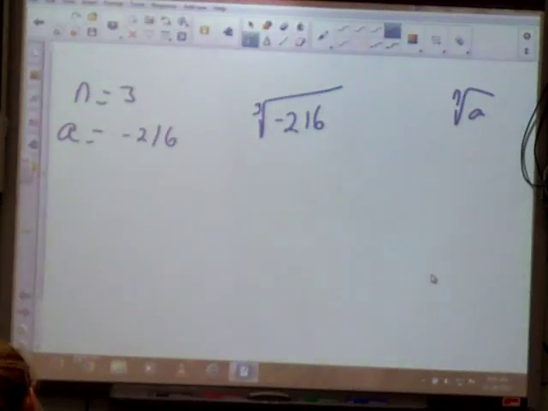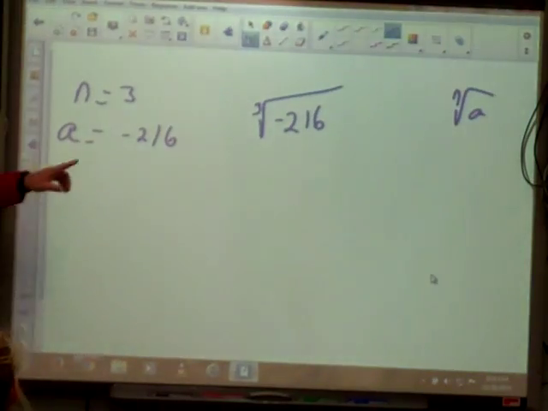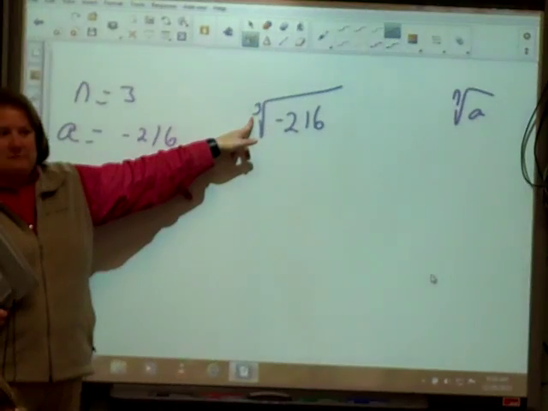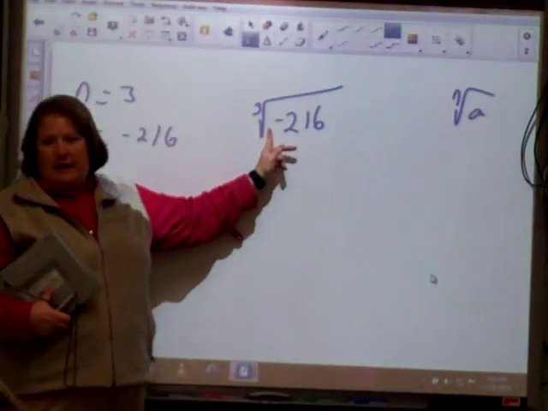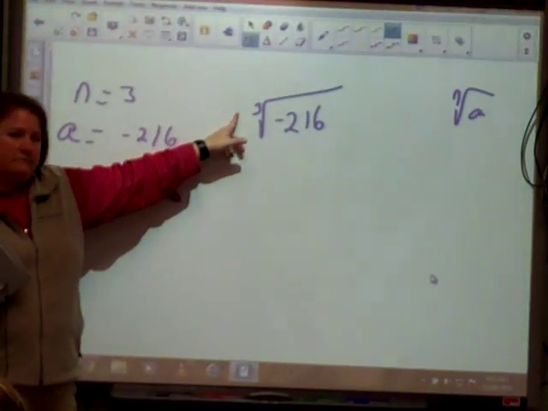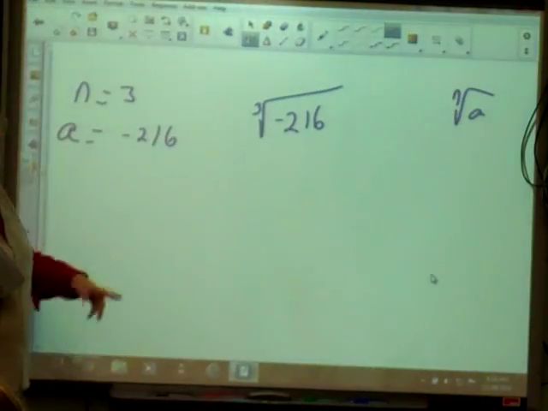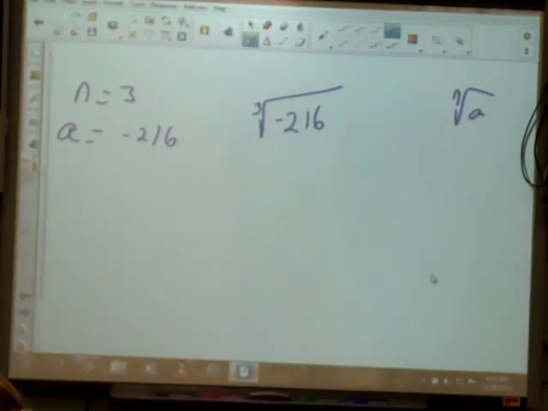So what you're looking for is what times itself 3 times equals negative 216. First off, ask yourself, is it possible to have a negative underneath there? Yes. When the root is odd, you can have a negative underneath there, because a negative times a negative times a negative does make a negative. If the root is even, no negatives under there, because that would be i's. Everybody remember that?